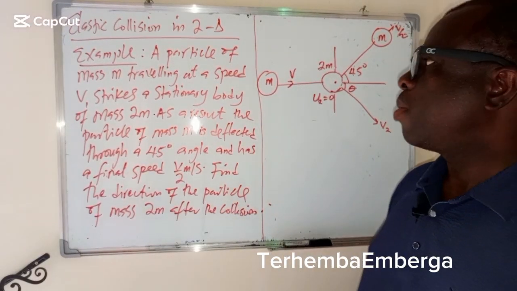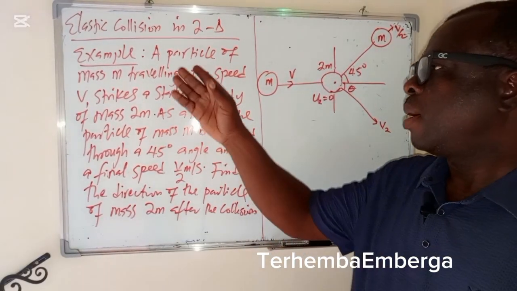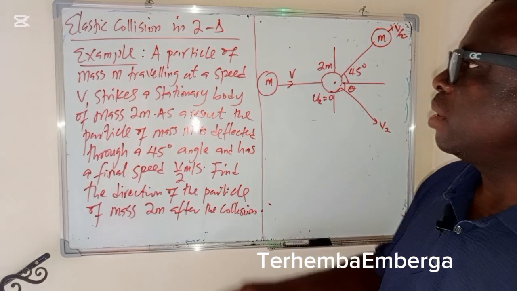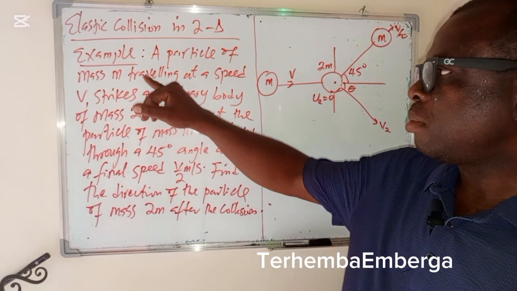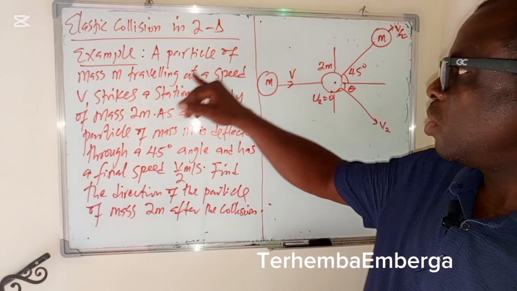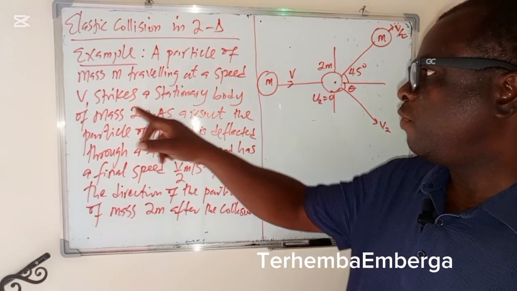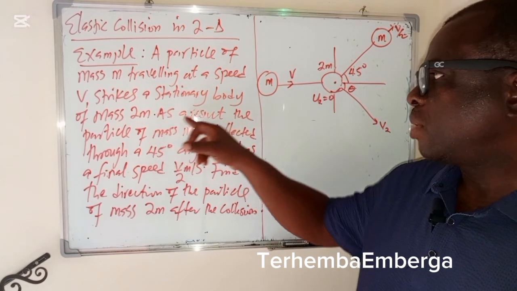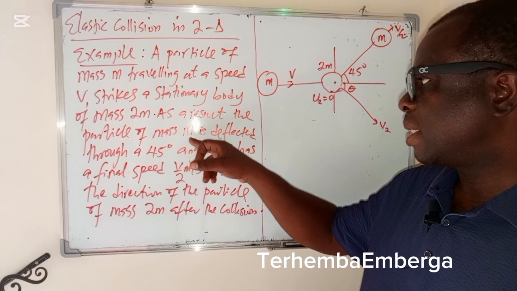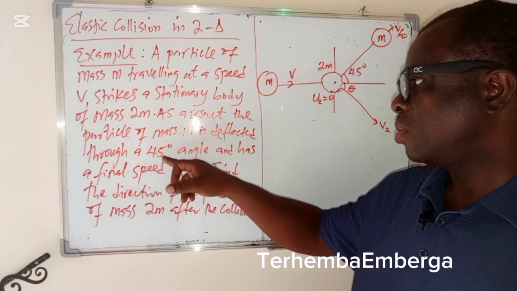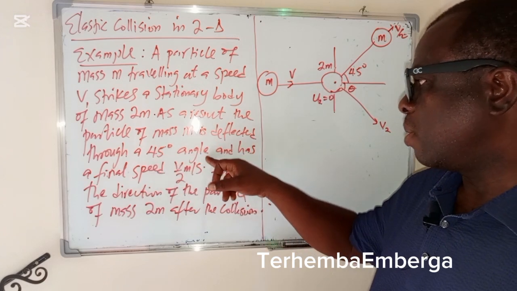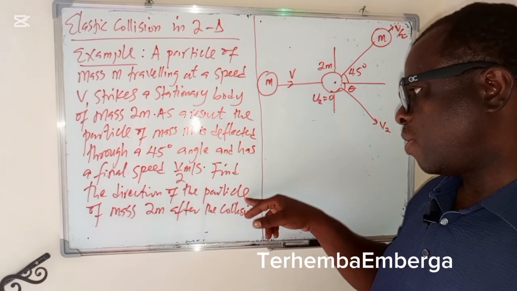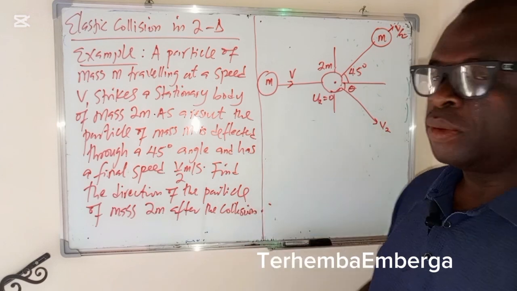Today we want to solve a problem on elastic collisions in 2 dimensions. It's 2D. And here's the question. A particle of mass m traveling at a speed v strikes a stationary body of mass 2m. As a result of the collision, the particle of mass m is deflected through a 45 degree angle and has its final speed v over 2 meters per second. Find the direction of the particle of mass 2m after the collision.